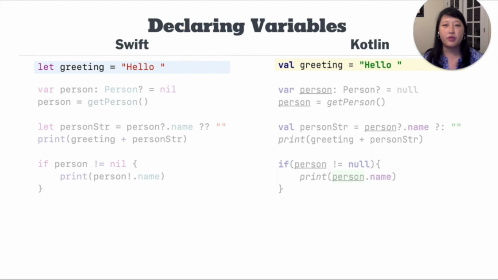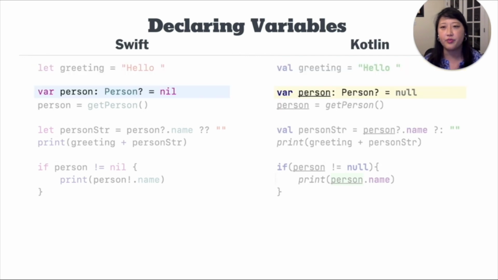Okay, let's move on to the next topic, Swift versus Kotlin. Let's start simple with declaring variables. In Swift, we use let to declare a constant variable equivalent to val in Kotlin. And in both languages, we use var to declare mutable variables.